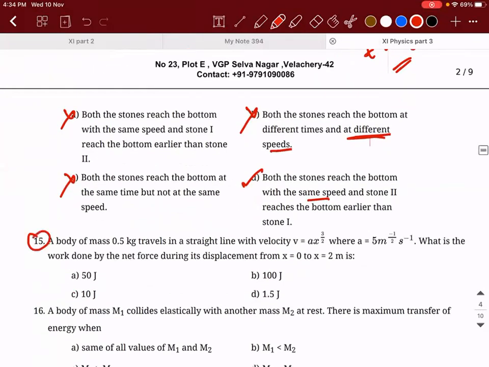15th question. There is an object of mass 0.5 kilogram that travels in a straight line with a velocity of v equals a x power 3 by 2, where a is 5 meter power minus half second inverse. What is the work done by the net force during the displacement from x equals 0 to x equals 2? Here, if you observe, the velocity is a function of displacement, right? So how to solve this problem?